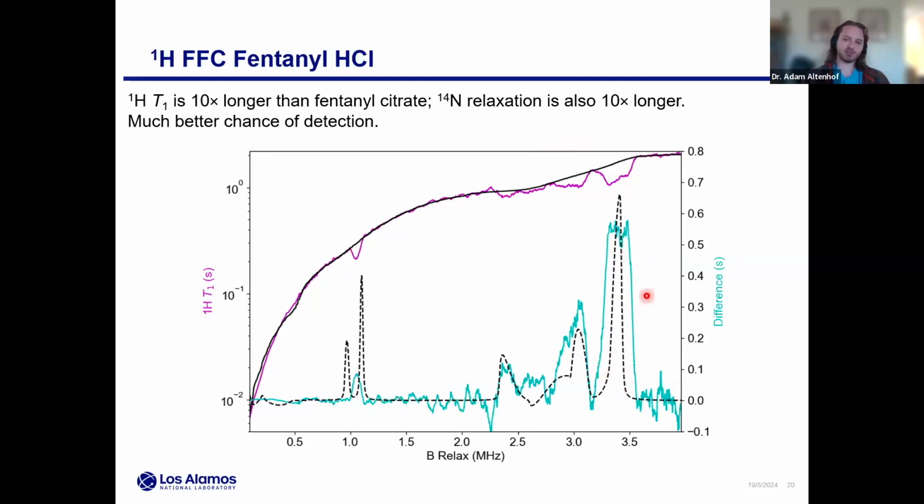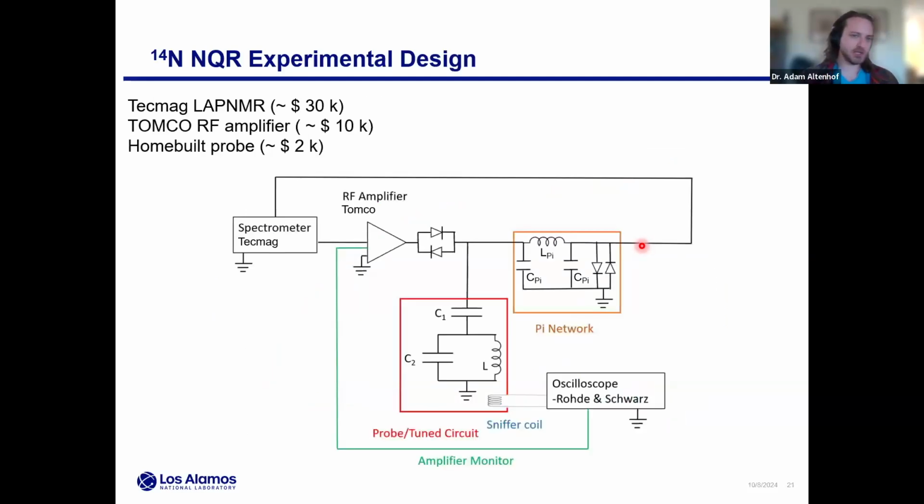Again, the magnitude of this difference is on the order of, say, half a second. So, something like 10 times longer than fentanyl citrate. So already very confident that we're going to have a much better chance to really do the detection in this material. Now, before getting into the NQR experiments, I just want to go over how we do these experiments here in our lab.